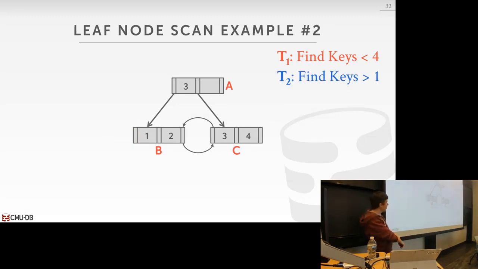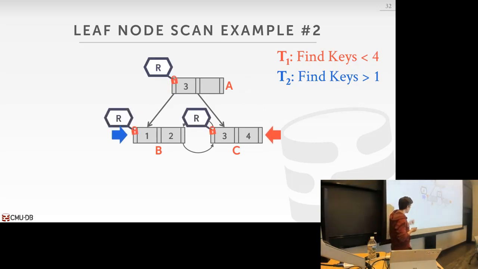Let's say now we have another thread that wants to find all keys greater than 1. Well, okay, that's fine. Both of them start. They both want to acquire the read latch on A. That can happen because it can be shared amongst them. Then this one gets the read latch on B, and this one gets the read latch on C. That's fine. Then they scan all their keys, and they start going across.